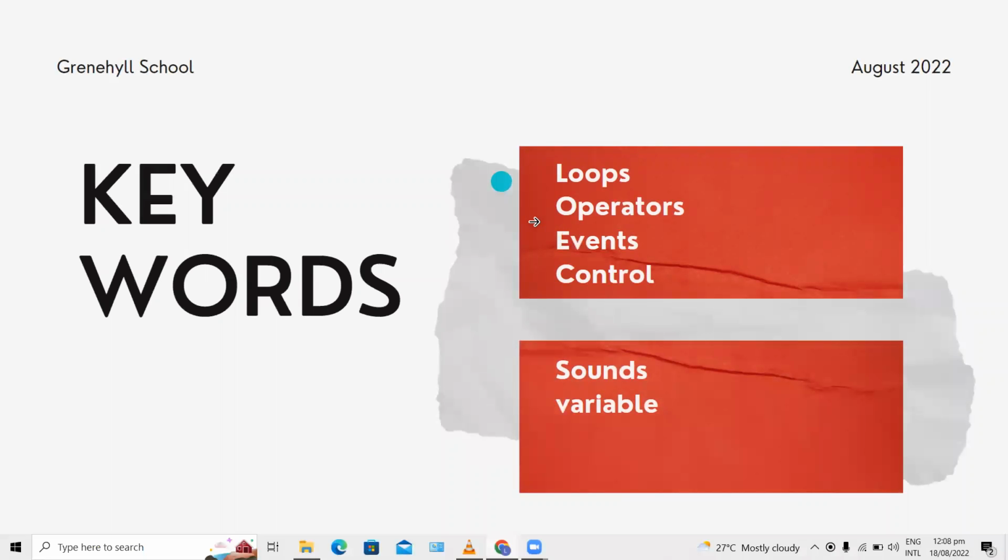Let's talk about loops. The last time in class, we learned that loop means repetition. Today, we are going to make use of loops. We also talk about operators, events, and control. We also talk about sound and variables.